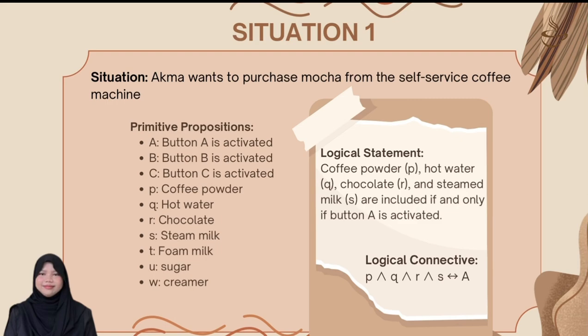will open the partition for coffee powder, hot water, chocolate and steamed milk. After all the ingredients are combined, Akmal will get the freshly made mocha. The logical statement states that coffee powder P, hot water Q, chocolate R and steamed milk S are included if and only if button A is activated. For the logical connective: P and Q and R and S biconditional A.